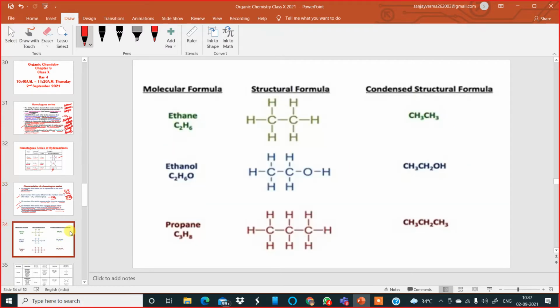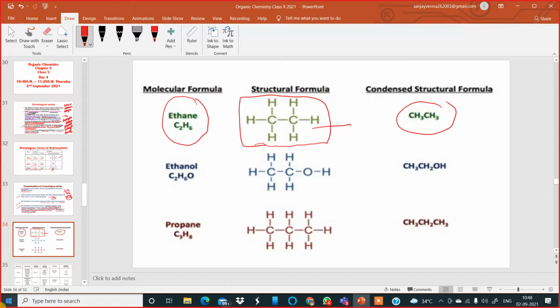Now, I've already shown you these things in the previous classes, but even then, once more, I want to revise it. The molecular formula is the first column. So the molecular formula for ethane is C2H6. Its structural formula is shown over here. This formula is called the structural formula, and it is open. And then if I write this same structural formula in a condensed manner, it is called the condensed structural formula.